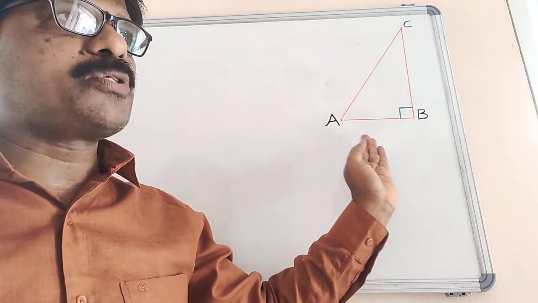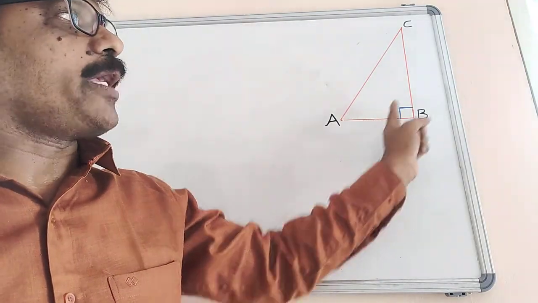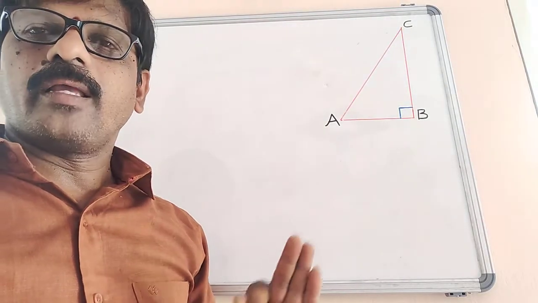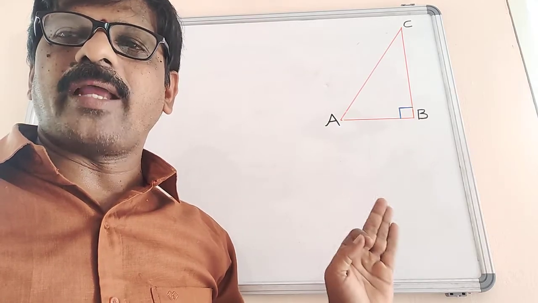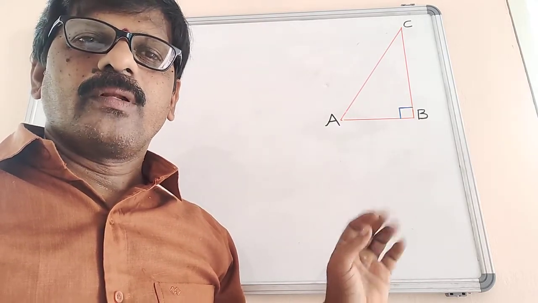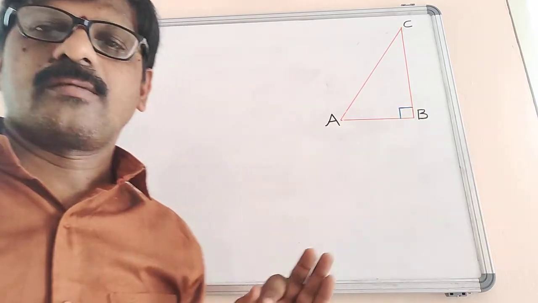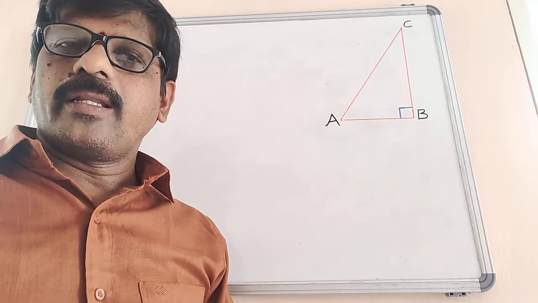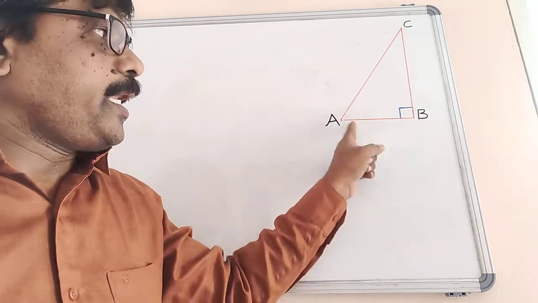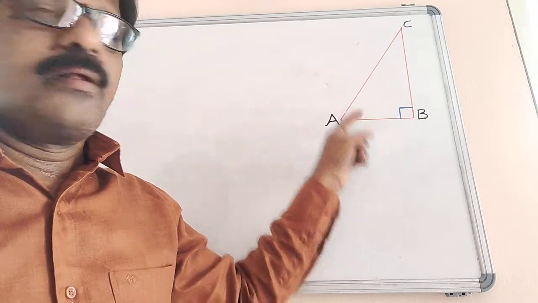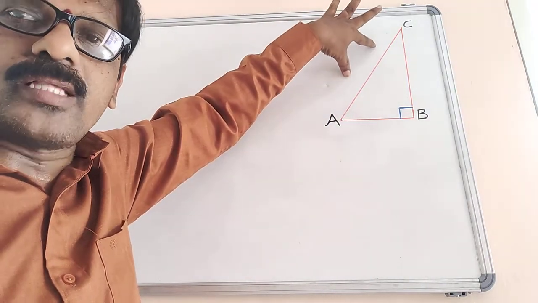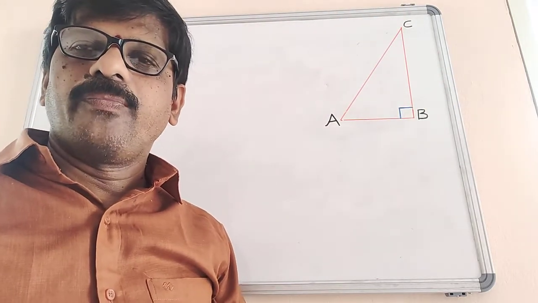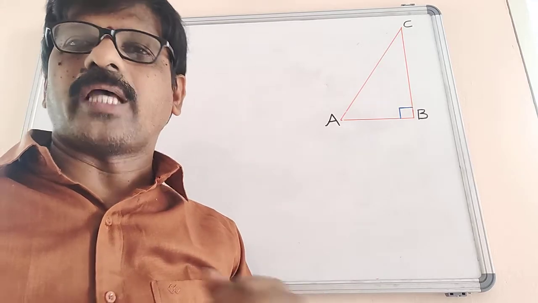Now we have to observe that the longest side of triangle ABC is AC. AC is the longest side of the triangle. Then it is called hypotenuse. So according to Pythagorean theorem, in a right angle triangle, the square of hypotenuse is equal to the sum of the squares of other two sides.